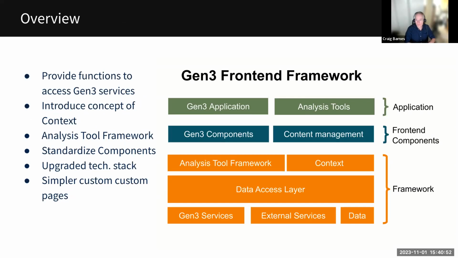So here's the Gen3 front-end framework. The idea is that it's a layered approach. We have the thing in orange, which we call the framework. What that has is a data access layer that talks to Gen3 services, has some support for talking to external services, and holds some data that is either cache data from Gen3 services or other state that hangs around, that is needed by the front end or some tool.